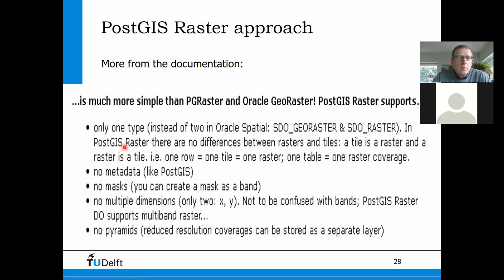With no difference between data and metadata, een raster en een tijl. Een tijl is een raster en een raster is een tijl. And the metadata is in the same row, in the same object.